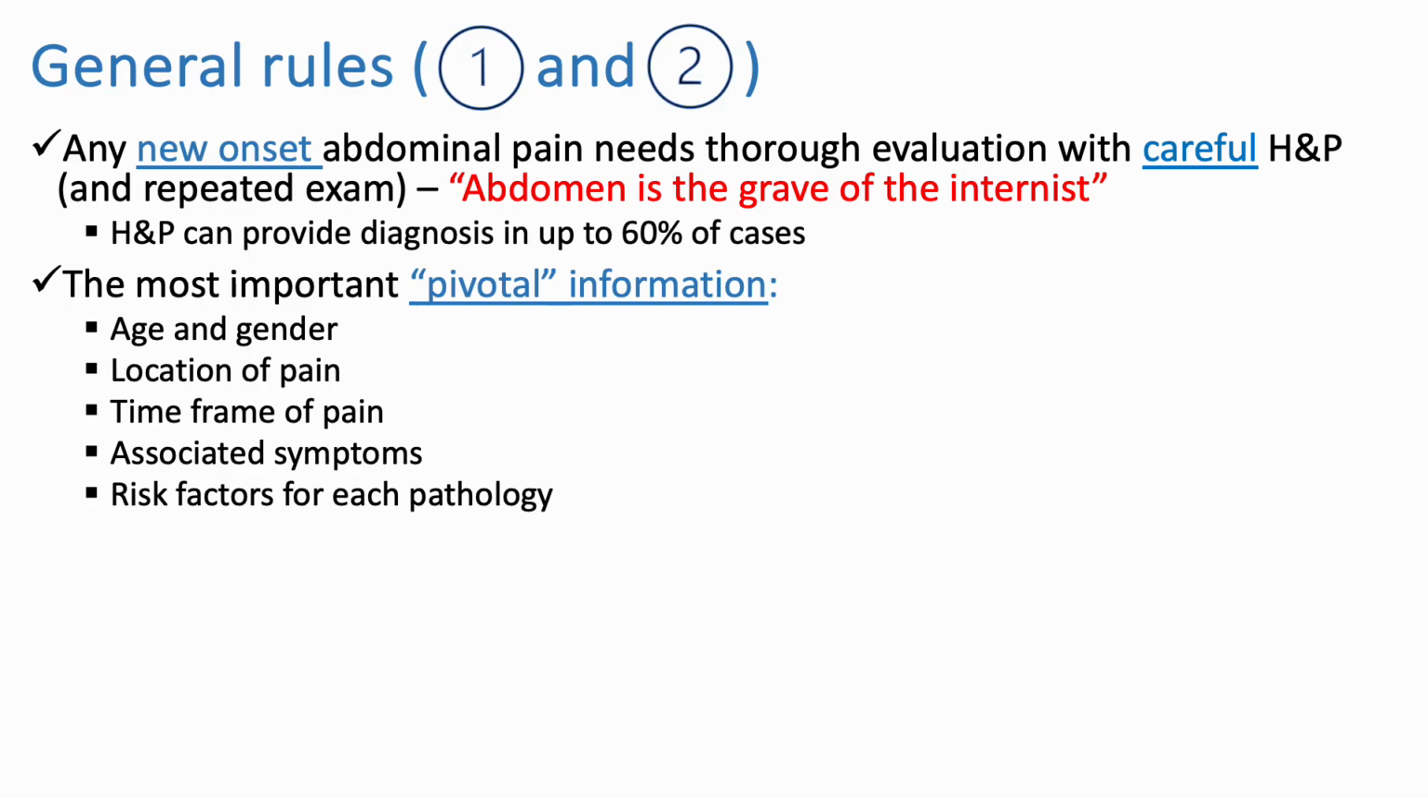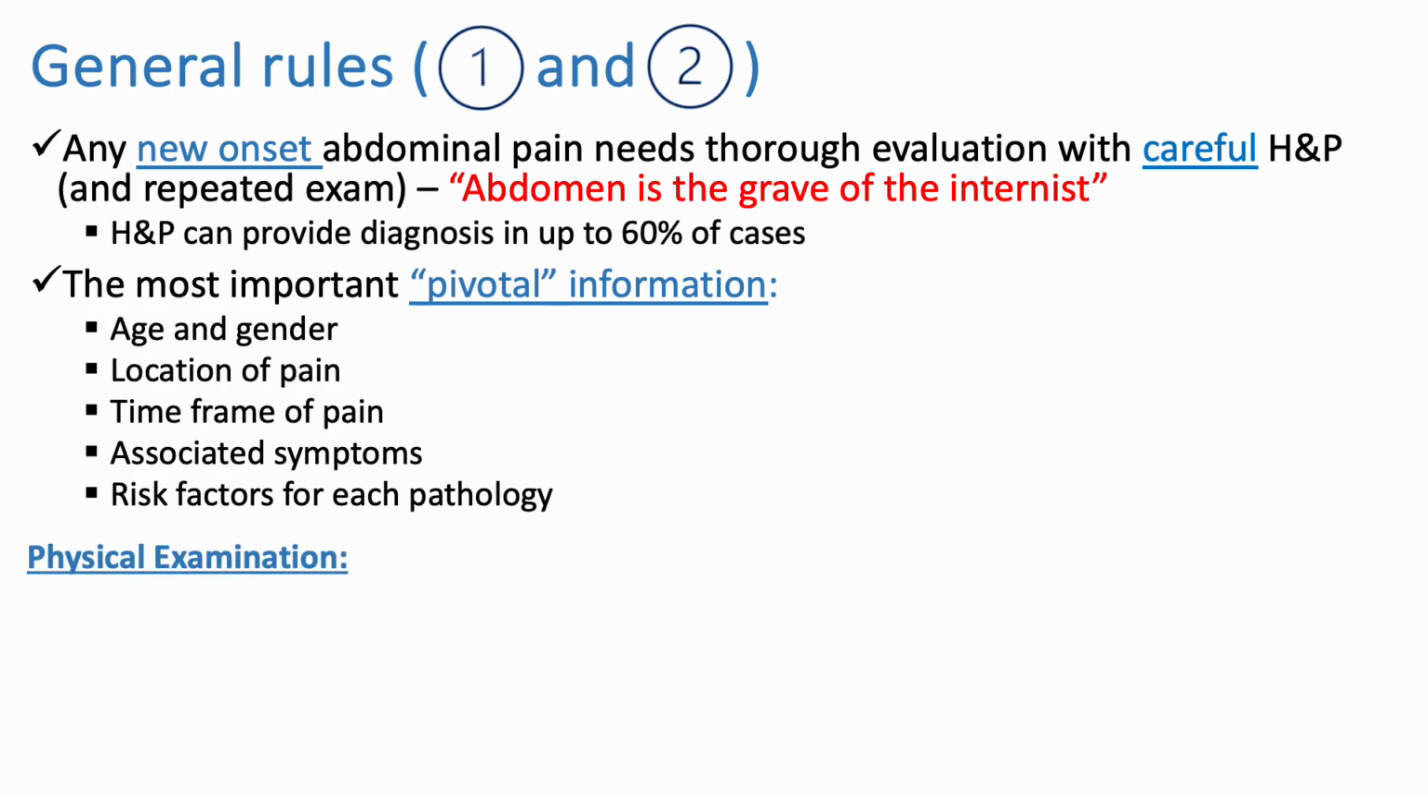Risk factors for each pathology. If you're thinking vascular cause of the abdominal pain, the underlying pathology will be different between someone with risk factors for atherosclerosis, like an elderly patient with diabetes and hypertension, compared to a young patient without these risk factors. Then you think about maybe aneurysm or congenital thrombophilia or something like that. So risk factors are very important.